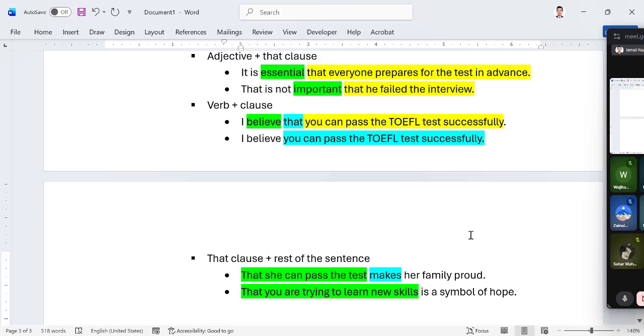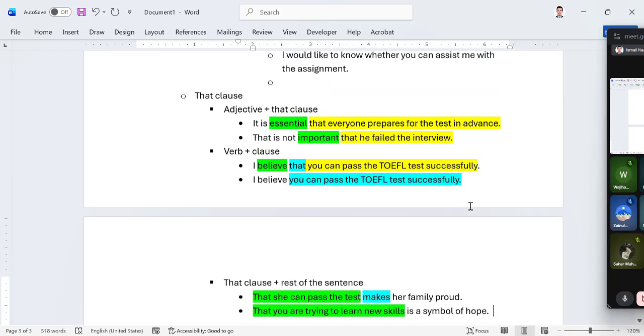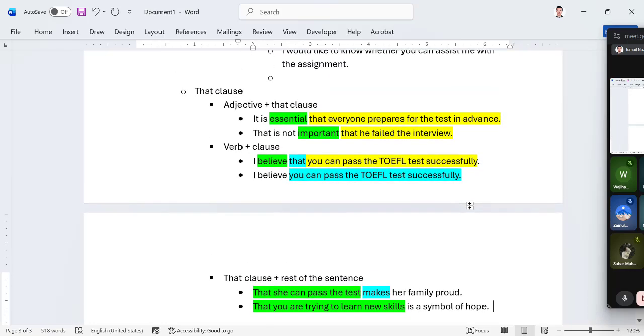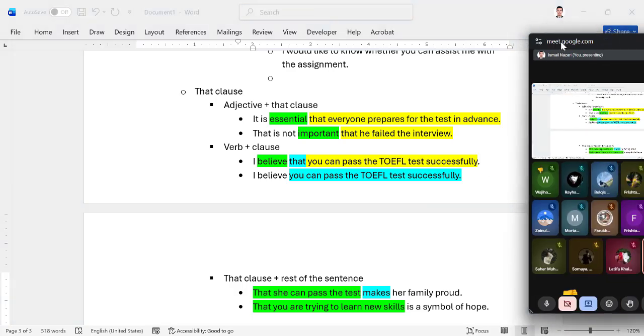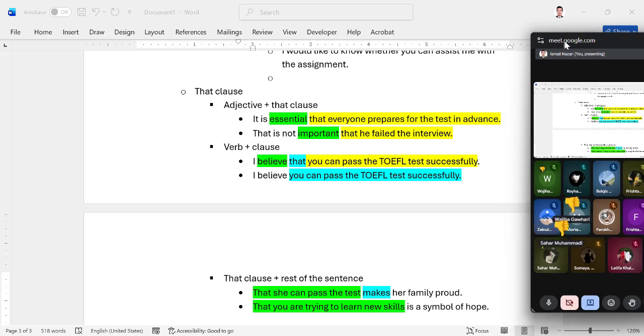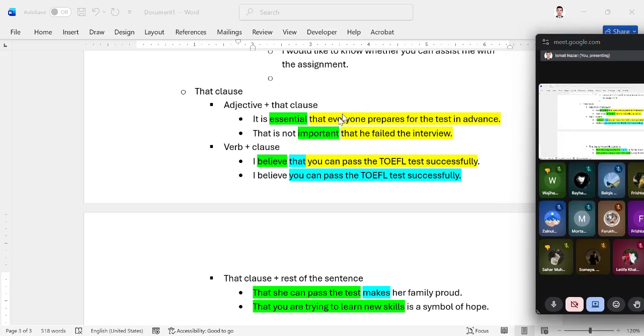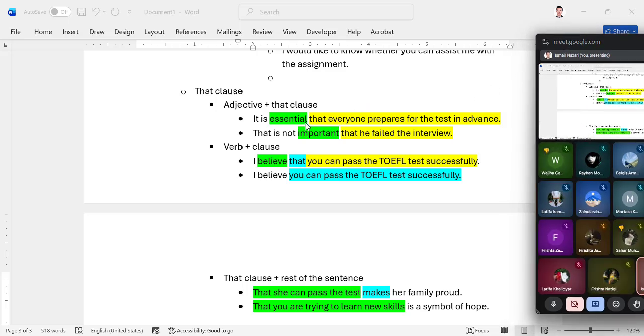So, first of all, any questions? So who can tell a sentence with the first structure? Miss Wajiha.